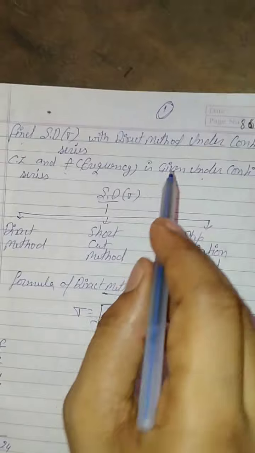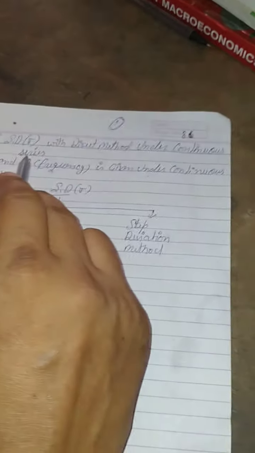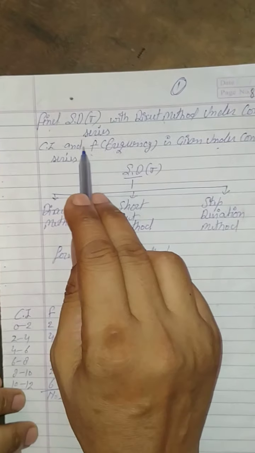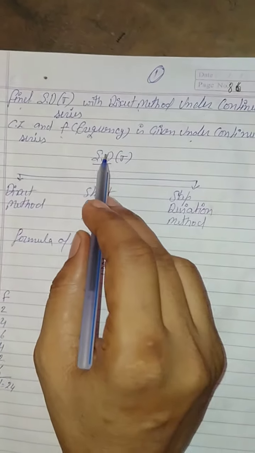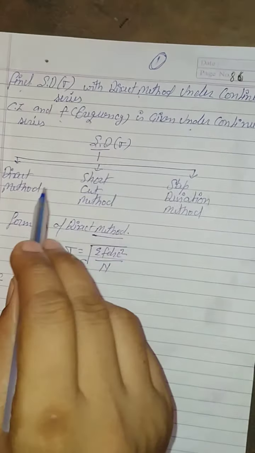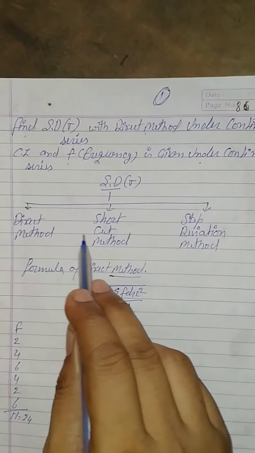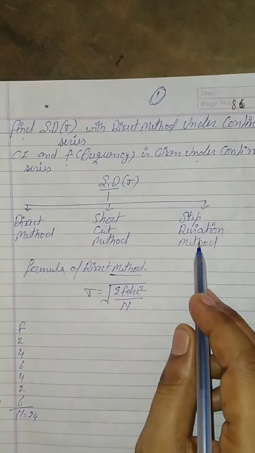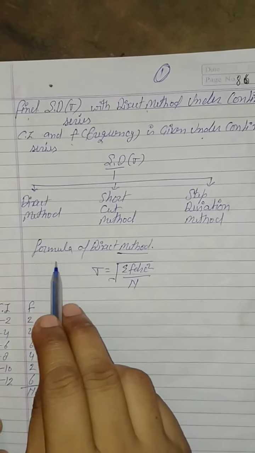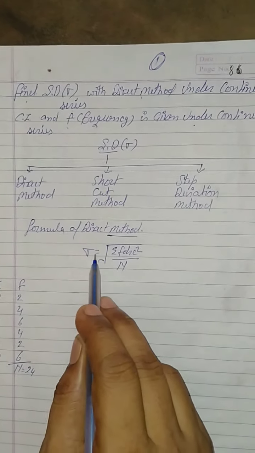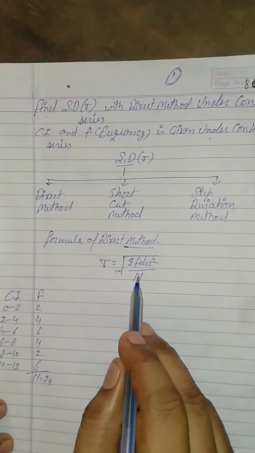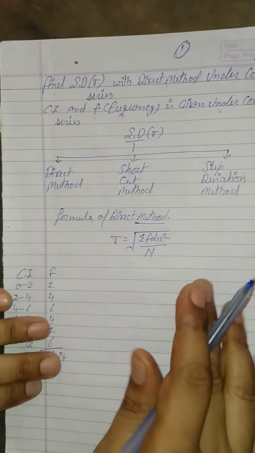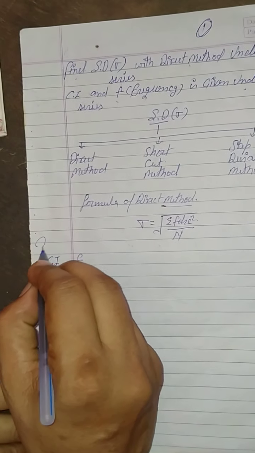Find standard deviation with the direct method under continuous series. Class interval and frequency are given under continuous series. We will find standard deviation with the help of the direct, shortcut or step deviation method. The formula of direct method: standard deviation is equal to under root summation f dx square divided by n. That's your question.